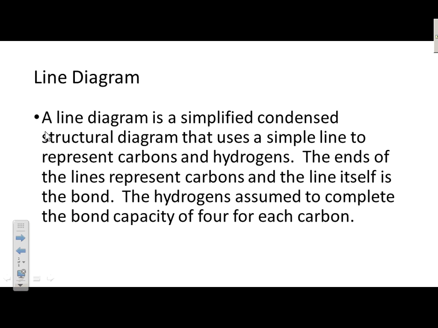So a line diagram, as you can see here when you write it down, is a simplified condensed structural diagram. So we're going to simplify it even more. That uses simple lines to represent carbons and hydrogens. The ends of the lines represent the carbons, and the line itself is the bond. The hydrogens are assumed to complete the bond capacity of 4 for each carbon. So we add the right amount of hydrogens to complete that octet, to complete a bond capacity of 4, all right? So we add the hydrogens kind of in our minds. We don't actually write them down. Let me show you some examples of what this looks like.